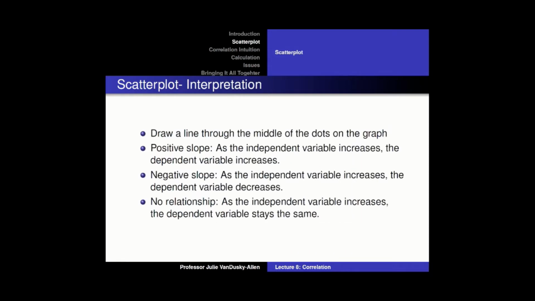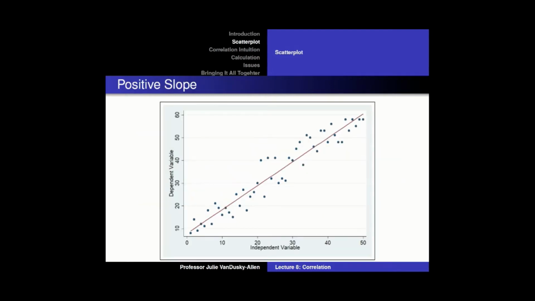To interpret the scatter plot, you should draw a line through the middle of all of the dots. The slope of the line will tell you if there is a positive, negative, or no relationship between the variables. Here is a scatter plot that demonstrates a positive relationship between the independent and dependent variables. I drew a line through the middle of all of these dots. The slope of the line is positive, indicating that as the independent variable increases, the dependent variable increases as well.